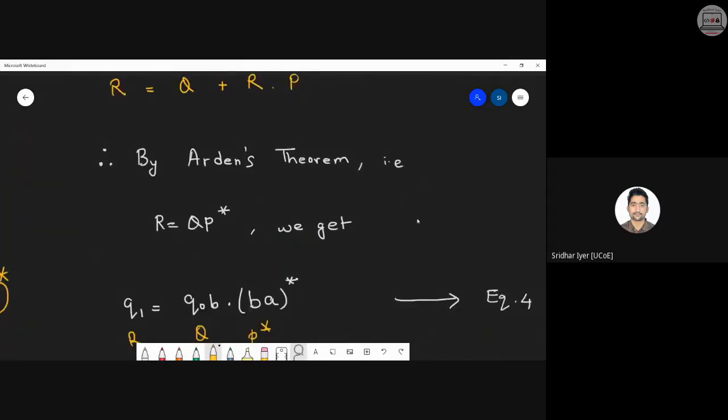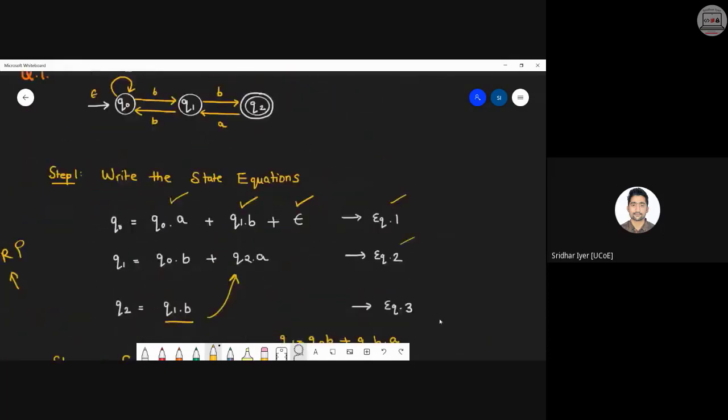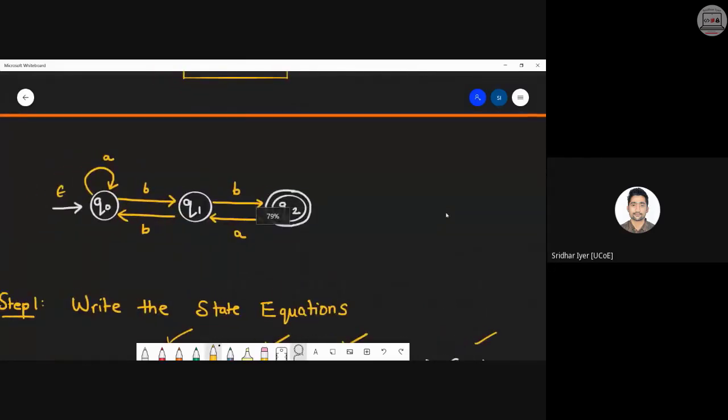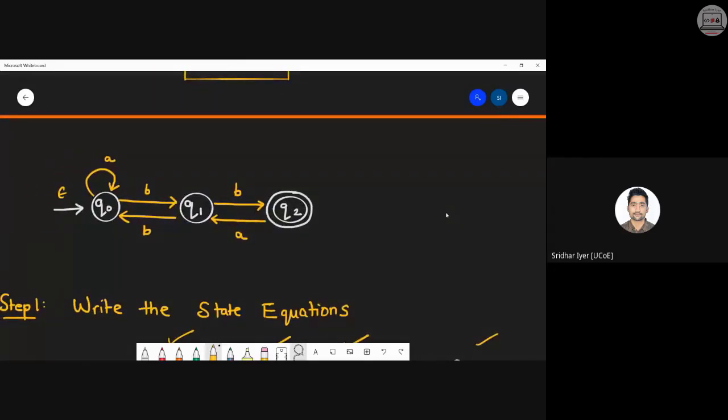And when to stop, that is the main condition. Nobody asked me this. Let me tell you when to stop. Basically, what are the final states? Final state over here is only one, that is Q2, right? So we have to solve the equations until we get the equation of Q2 in terms of only alphabets. Once we get Q2 in terms of only alphabets, we can stop over there. Clear? So we have to solve it till we encounter Q2. Clear with this? Yes or no?